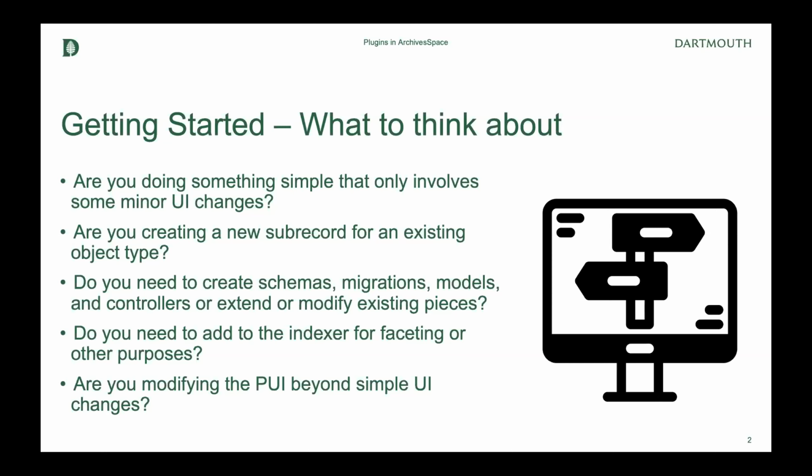Other things you can do is add to the indexer. If you need additional data for, say, a change in a view, that would be easier to get from an already prefabbed indexer field. Do you want to add faceting, which you also typically need to tinker with the indexer for? And then there are considerations for the PUI, because that runs a slightly different Railsy application layer. So some of the ways that you need to deal with the PUI are slightly different from the staff view.